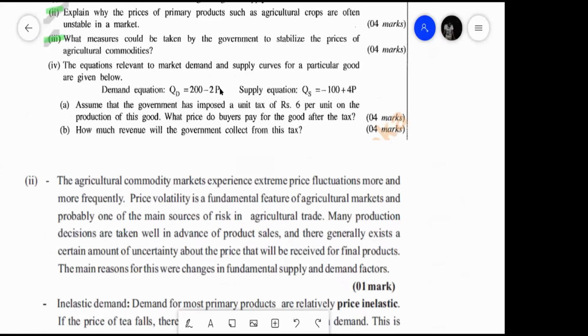There is a demand equation, there is a supply equation. They're asking, assume the government has imposed a tax of 6 rupees on production. What price do buyers pay for the good after tax? Can you all tell me what is the equilibrium price after the tax? I'll just give you all the answer. I'm not going to explain, guys. Simple things. Equilibrium price after tax, those who did.